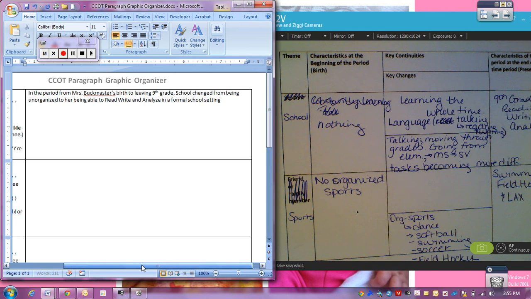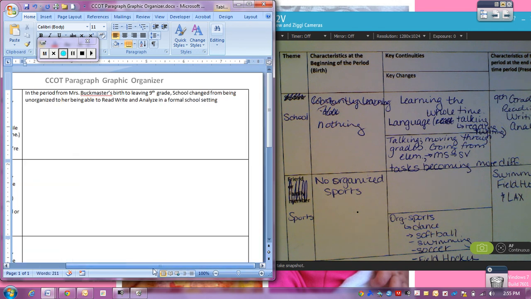Now, if I go back over and look at this, it says, and sports changed from being not organized to being organized and fewer activities. Not organized and various to being organized and fewer, I guess would be what I would say.